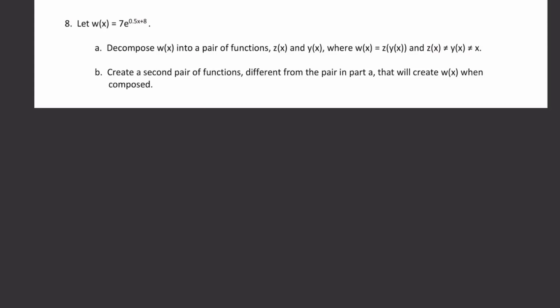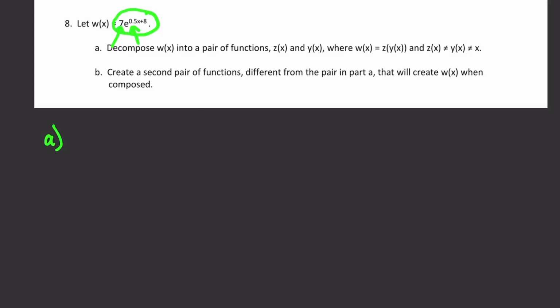So the reason I put this in here is because it's just an exponential function. So for part A, I want to decompose w of x into a pair of functions, z of x and y of x. So basically, I need to end up with this. Well, what I like to do is take a look at the operations I see in here. And I see a simple multiplication between the 7 and this.